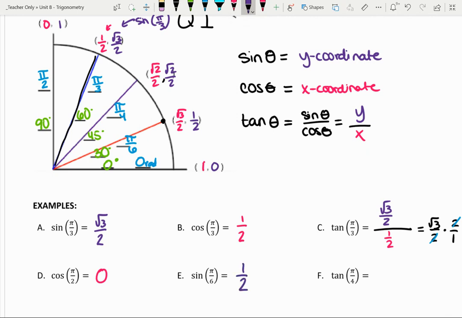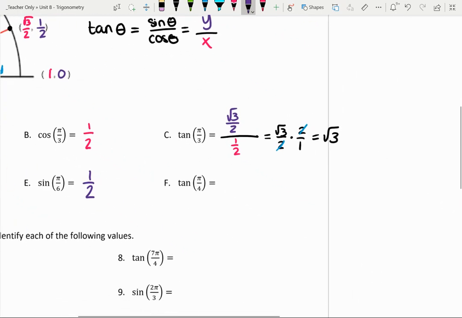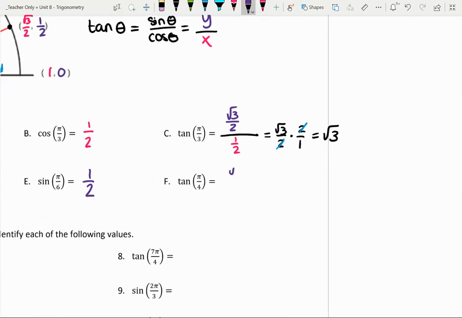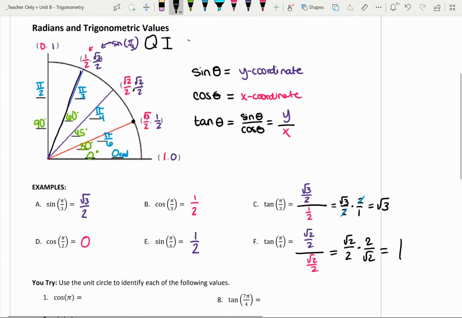And then tangent of pi fourths, again, we're going to do our y divided by our x, so root 2 over 2 divided by root 2 over 2. Now, you might see the shortcut here, right? We're taking a number and dividing it by itself, which is equivalent to 1. Any number divided by itself is equal to 1. But if you just need to go through all the steps yourself, you can see that root 2 over 2 reduces to 1, and 2 over 2 reduces to 1. So our tangent of pi fourths is equal to 1.